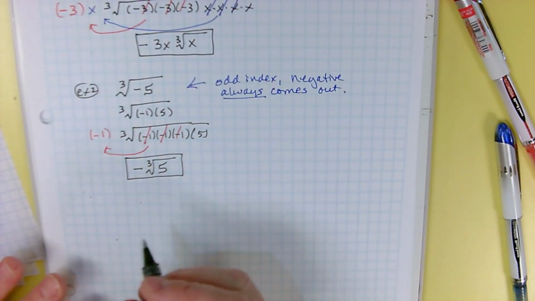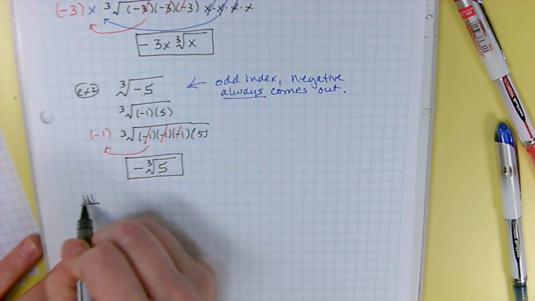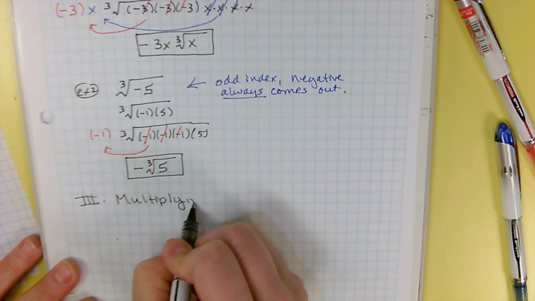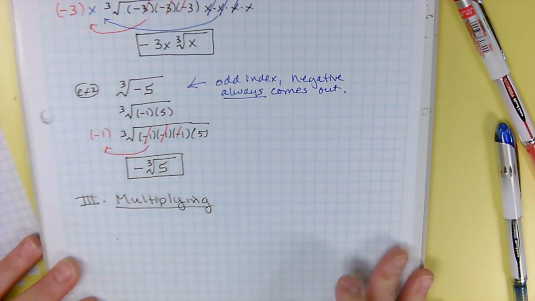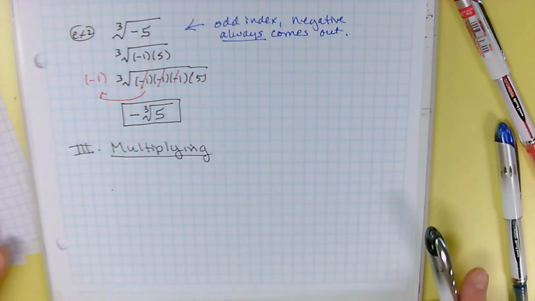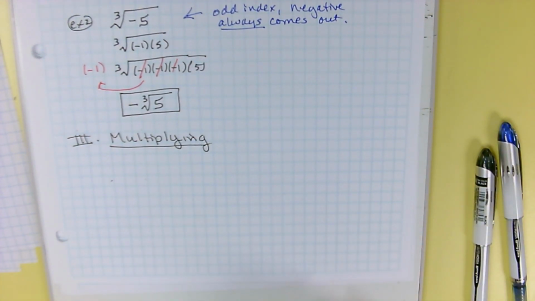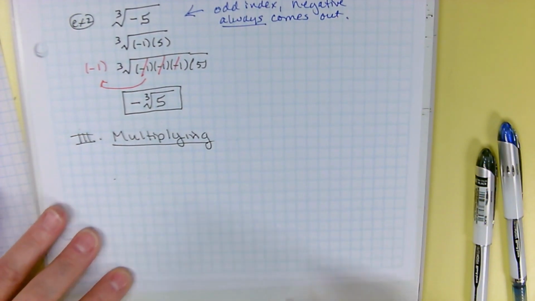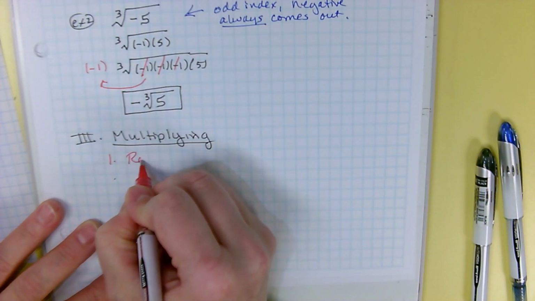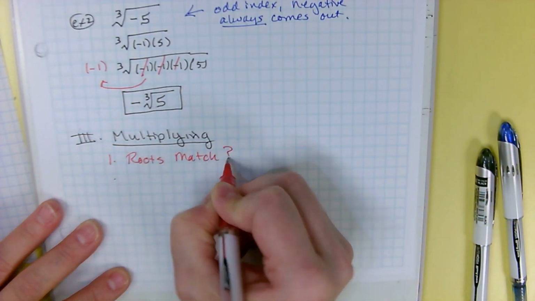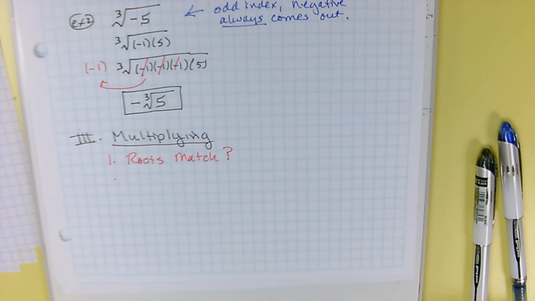Okay, we're going to cover adding and subtracting, but we're going to do the easy one today, which is multiplying. And the main thing about multiplying is figure out if you're allowed to multiply and then actually do it. So number 1, the roots have to match. If the roots don't match, you can't multiply as a radical.